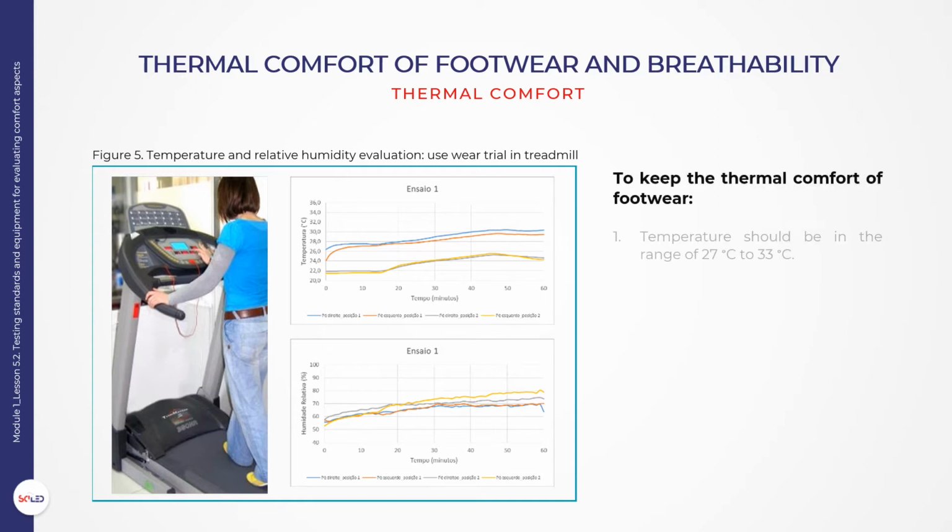To keep the thermal comfort of footwear, temperature should be in the range of 27 degrees Celsius to 33 degrees Celsius and the relative humidity on the foot surface should be about 60%. The literature also indicates that the amount of heat generated or supplied to the feet must be compensated by heat loss, so the rates of heat generation and release must be similar to maintain the temperature and comfort range.